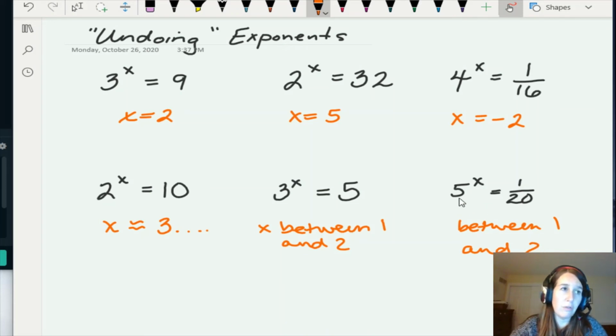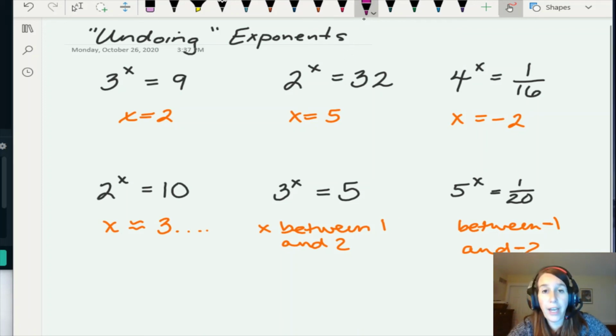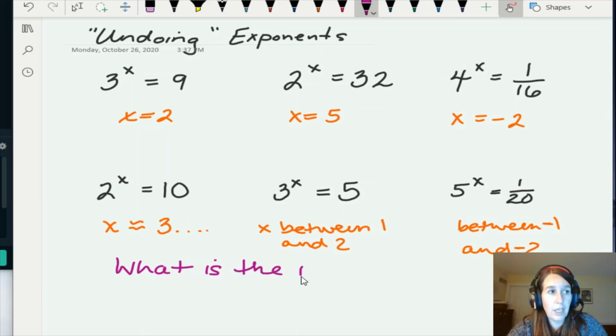right? Because 5 to the first is 5 and 5 squared is 25. And it's closer to 2 probably, but really since it's flipped over, right, the 1/20th should be between -1 and -2. Okay, but you can see there's kind of an issue, a need to be able to solve for that x more accurately and more efficiently and quickly. And in other words, we need to learn what is the inverse of exponents. Okay, so what is the inverse of an exponent?